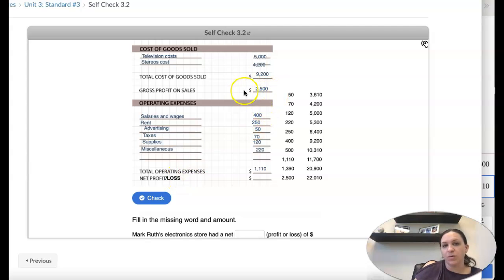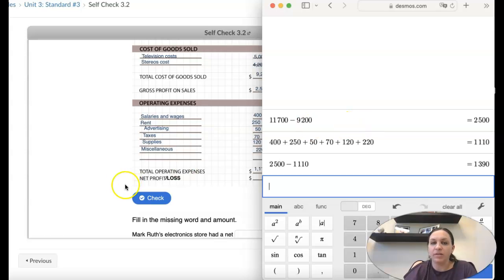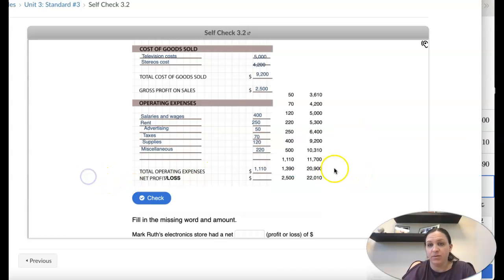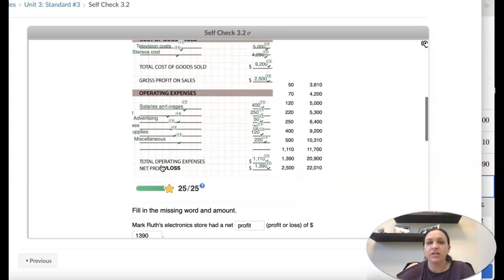So are we profit or loss? What's the amount? So we're making $2,500, but we have to pay $1,110 to operate. So our profit would be $1,390 because our profit value is greater than our expenses value. Okay, so Mark Ruth had a net profit of $1,390, and you can check all of these.